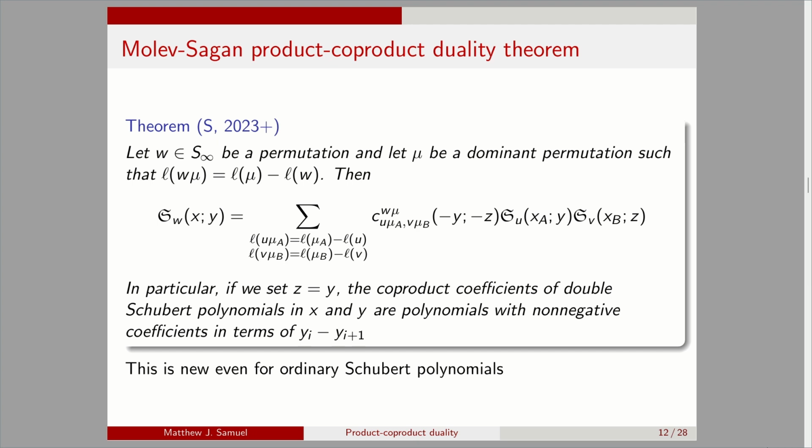After summation it cancels out, but this is the coproduct for double Schubert polynomials mirroring the coproduct for ordinary Schubert polynomials, and we have the Molev-Sagan coefficients as the coproduct coefficients. So because of the known Graham positivity of the Littlewood-Richardson coefficients of double Schubert polynomials, if we set z equal to y, this is Graham positive, really Graham negative. They're polynomials with non-negative coefficients in terms of y_i minus y_{i+1}. So even if we set y and z to 0, this is a new theorem for ordinary Schubert polynomials.